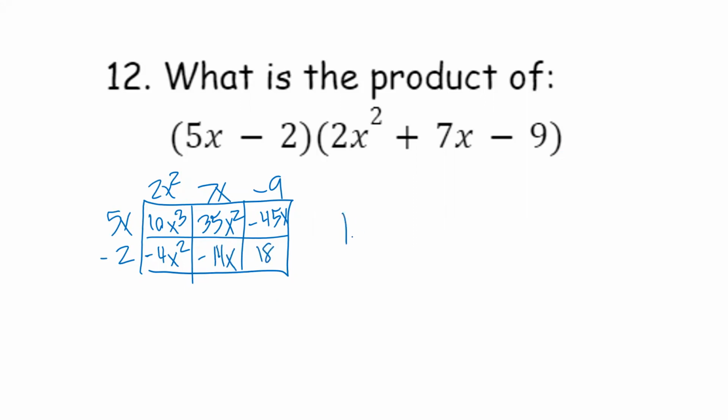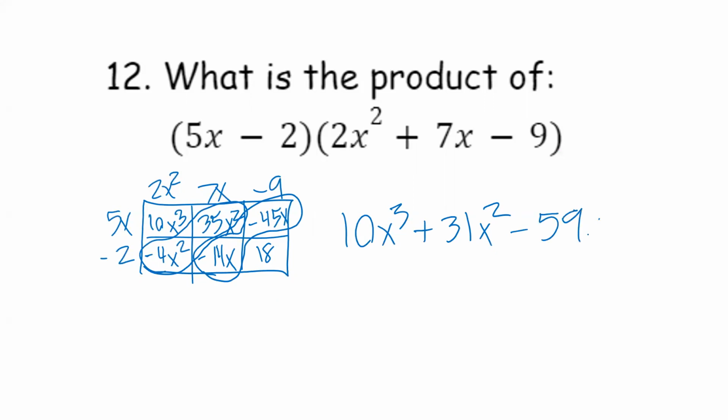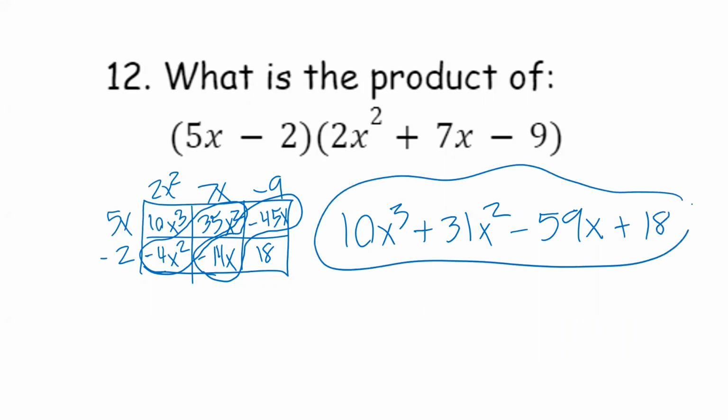Combine your like terms. So you got 10x cubed. These two will give you 31. 35 minus 4 is 31, so 31x squared. These two will combine to, let's see, 14 and 45 is going to be 59, negative 59. And that's going to be x, and then finally got plus 18. So that should be your final answer for number 12. And this is not something the graph's going to help you with here.